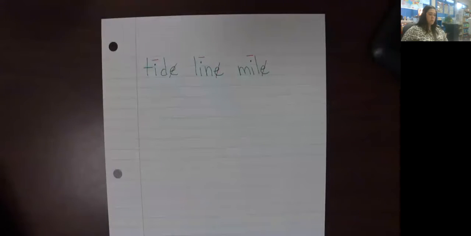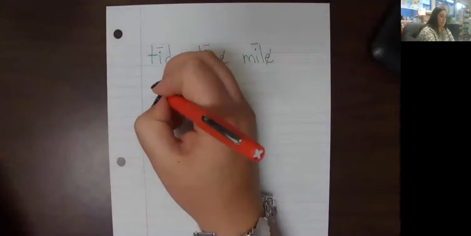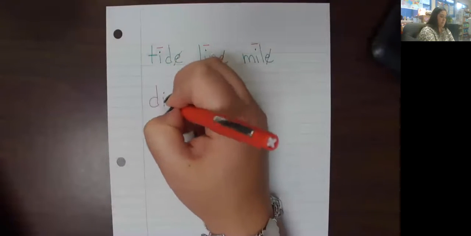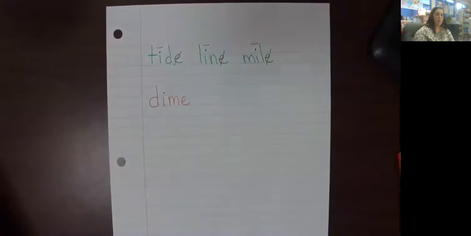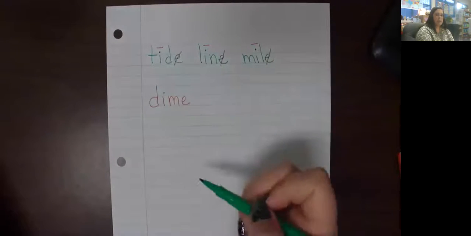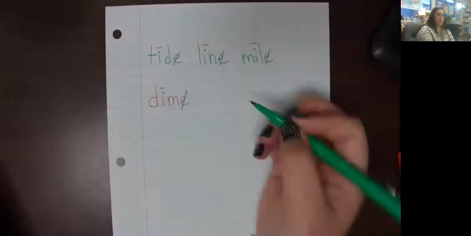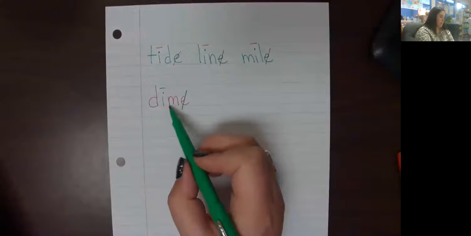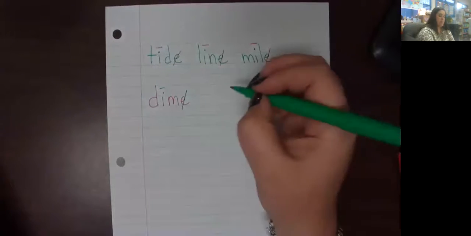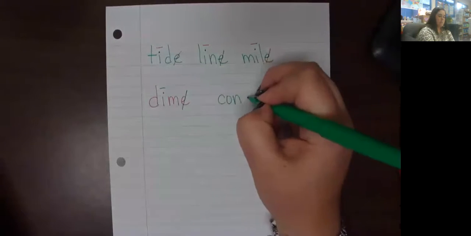Okay. So let's look at the word dime. Dime. Okay. Right off the bat, I see I consonant E. Cross out sneaky E, put a macron on the I. Dime. And then we're going to write concrete.